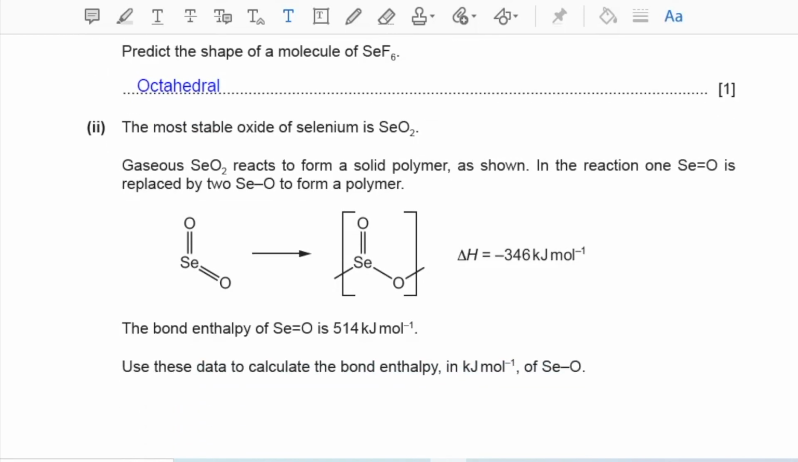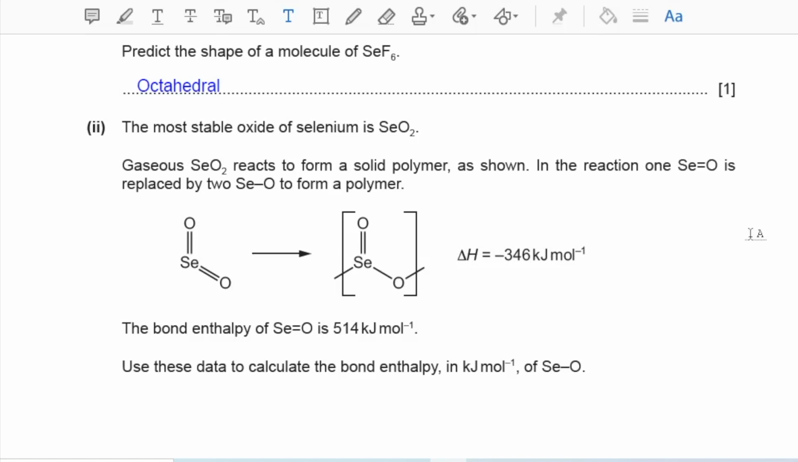The most stable oxide of selenium is SeO2, selenium dioxide. Gaseous selenium dioxide reacts to form a solid polymer as shown in the reaction. One selenium oxygen double bond is replaced by two selenium oxygen single bonds to form a polymer. The bond enthalpy of selenium oxygen double bond is 514 kilojoules per mole. Use these data to calculate the bond enthalpy in kilojoules per mole of SeO single bond.